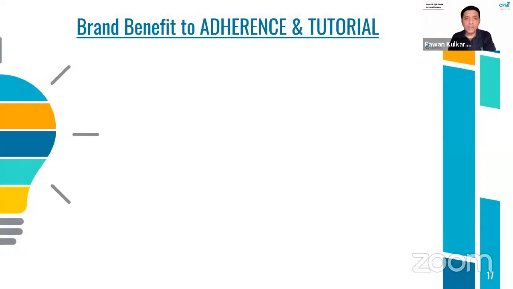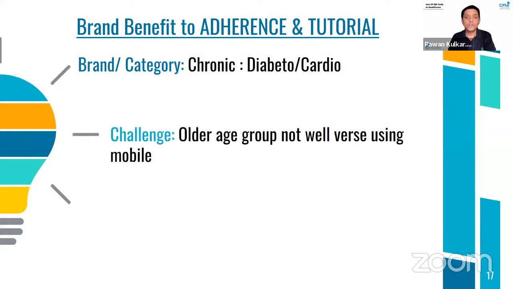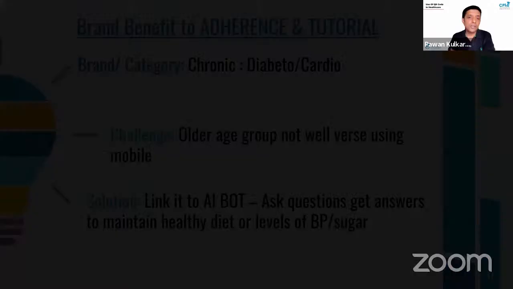Some other areas: diabetes, chronic medications, old age group. We always say they are not well versed with using the mobile. So why can't we put an AI bot through QR code bridging, and they ask questions and get answers, maintain a healthy diet and all? It's an auto reply setup which you can do one time, and involve that with the brand, and even doctors would be happy. Diabetic, cardio, you can give these kinds of solutions.